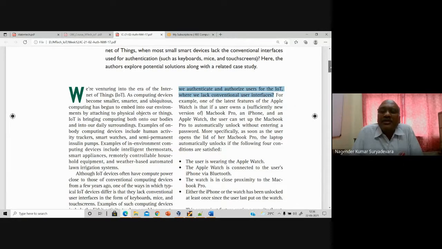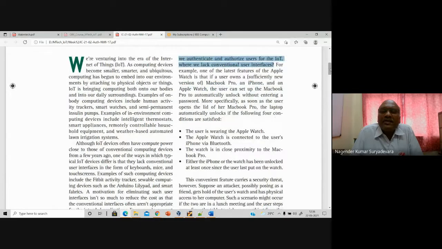Of course, one example is given here. If you have Apple products, like an Apple Watch, an iPhone, and a MacBook Pro, all three are Apple devices. Apple has made authentication easy to incorporate. Through the iPhone you can authenticate the Apple Watch which is connected to the iPhone, and similarly the Apple Watch and iPhone can be easily authenticated using your MacBook Pro. So using one device, you can authenticate the other device. Apple has already taken care of this.